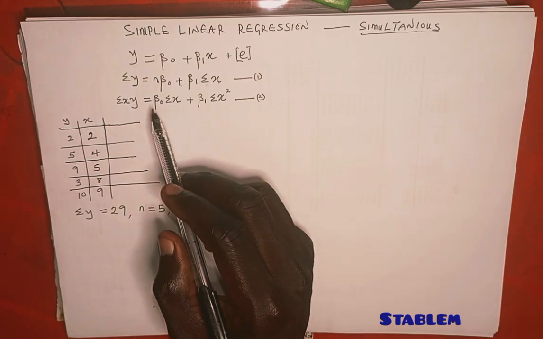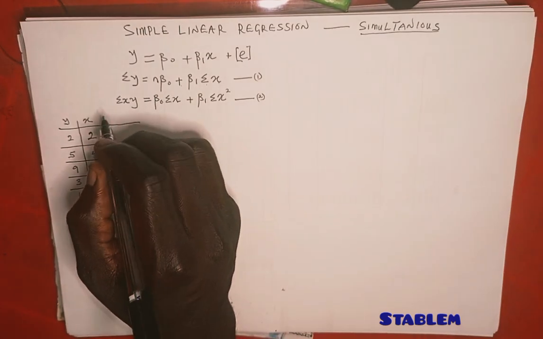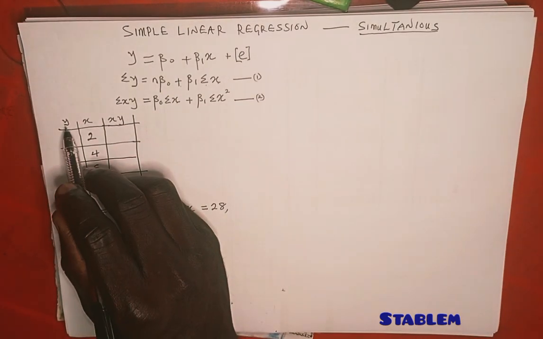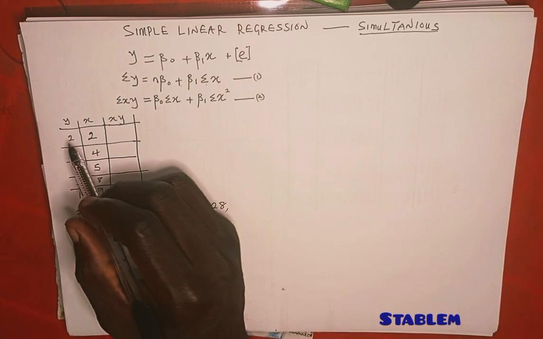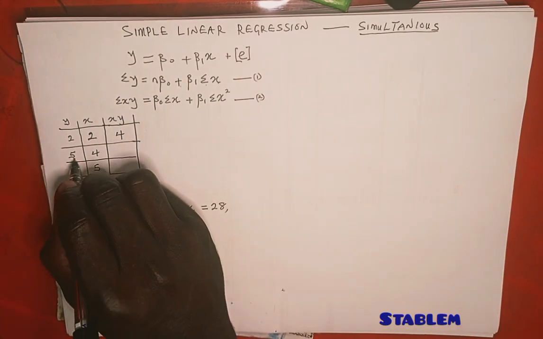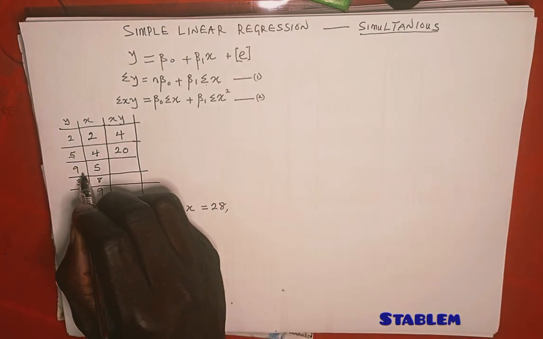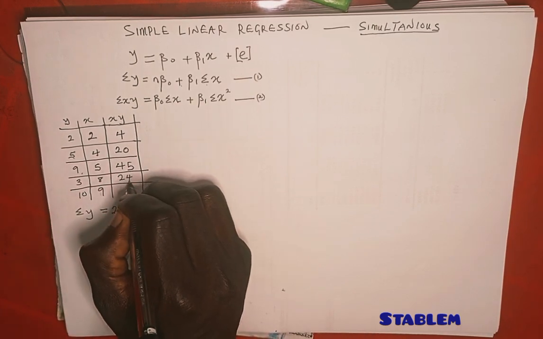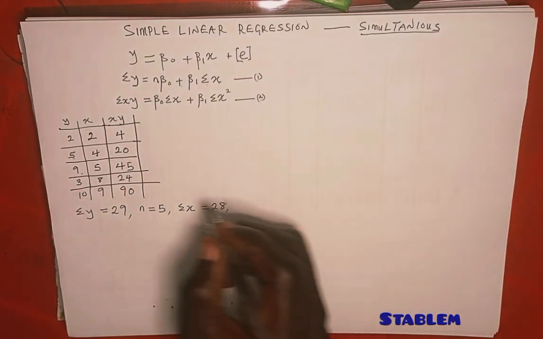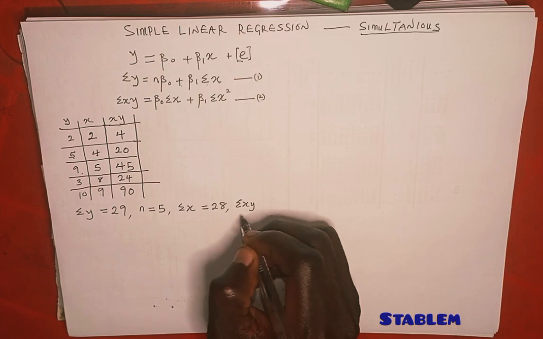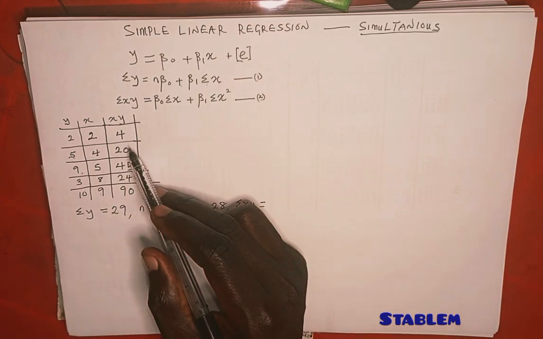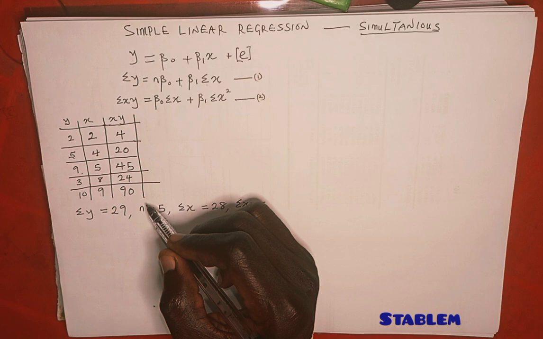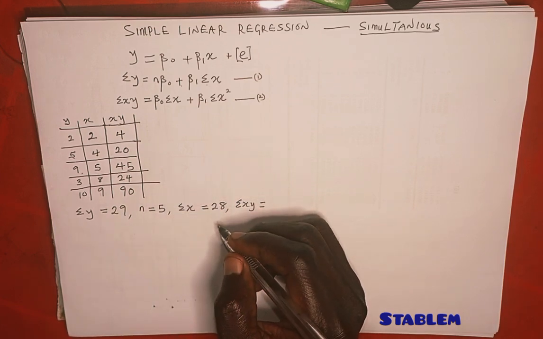We also need summation xy. So maybe we can form another column and name it xy. Now, how do we get xy? Each value here, we're going to multiply with the corresponding value in x. That's 2 times 2, we have 4. 5 times 4, 20. This multiplied by this, 45. This multiplied by this, 24. And finally, we have 90. So if we add up all these values together, we have summation xy. And summation xy will give us 4 plus 20 plus 45 plus 24 plus 90. So we have summation xy to be 183.